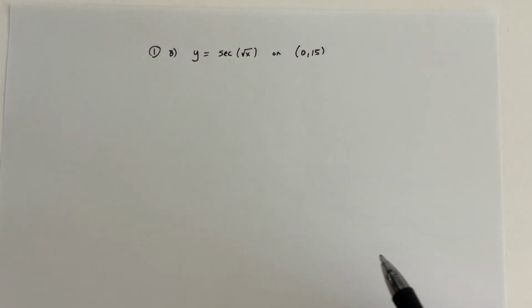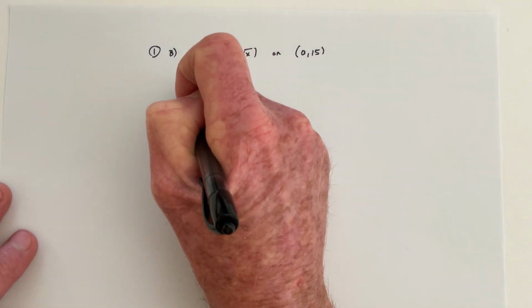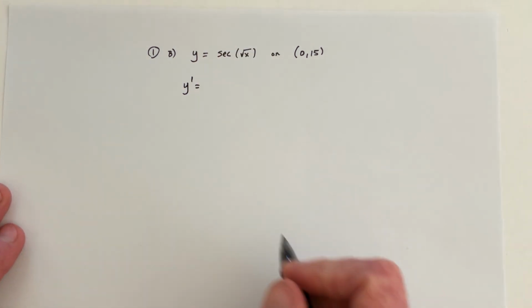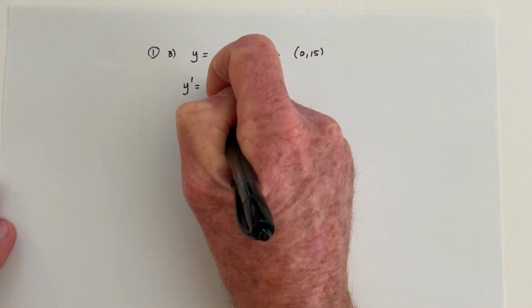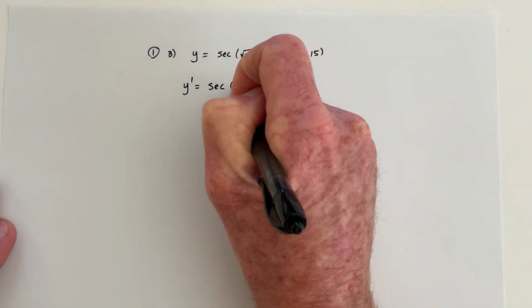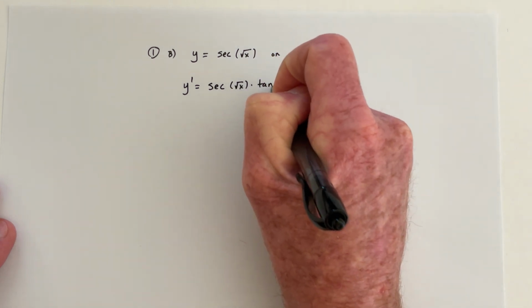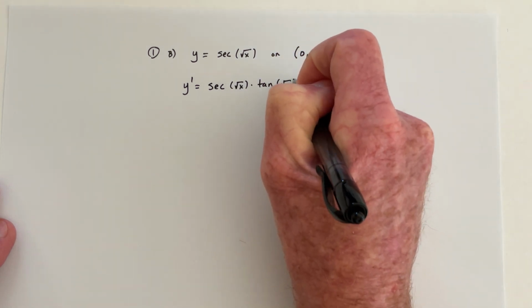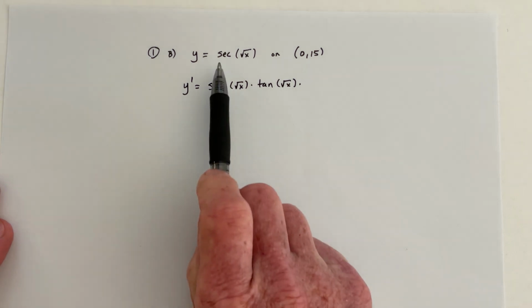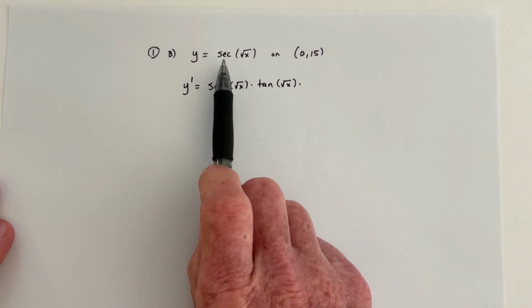All right, let's find out. So first of all, the derivative of secant is secant times tangent. So the derivative of secant of the square root of x will be secant of the square root of x times tangent of the square root of x. So that takes care of the derivative of secant.